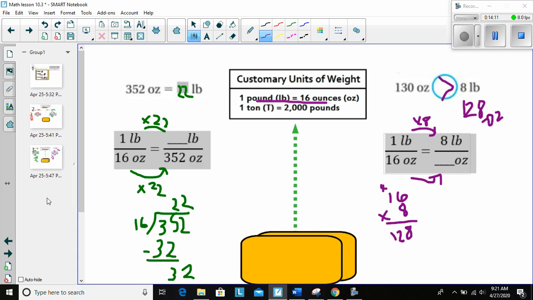All right, guys, that's lesson 3. It's not as many facts to work with this time. You just have pounds and ounces or tons and pounds.